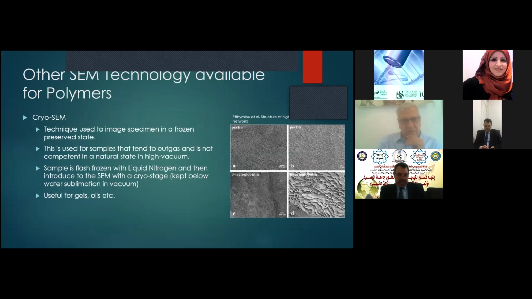So this is used for samples that tend to outgas and are not competent in their natural state in a high vacuum. Samples are usually flash frozen with liquid nitrogen and then introduced to the SEM with a cryo stage and kept below water sublimation in a vacuum. So this is useful for gels and oils and things that don't always seem to be compatible with SEM. And there's a picture on the right that I just used as an example of a biopolymer network that was evaluated in this way.